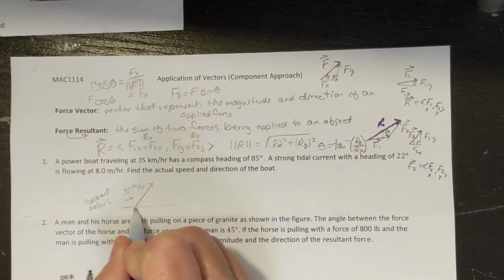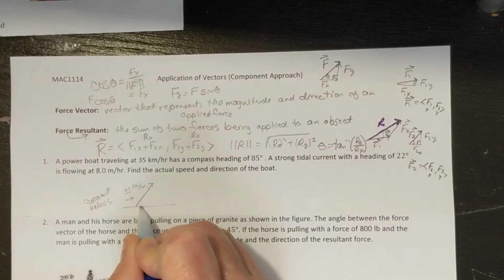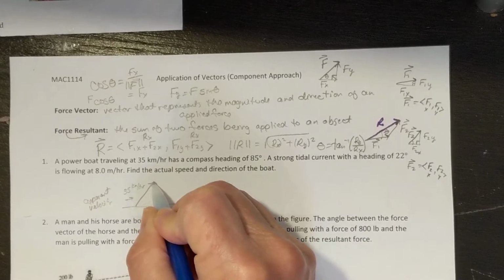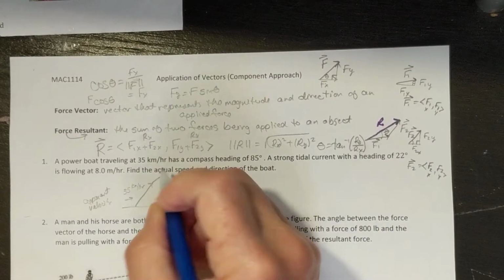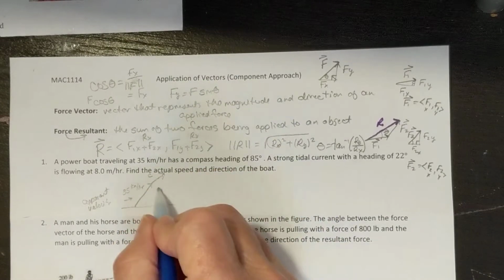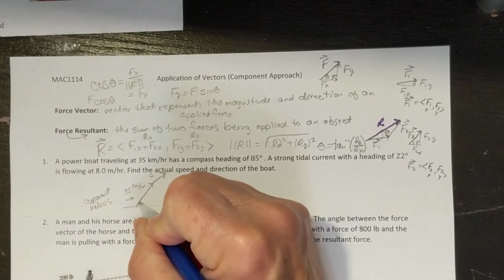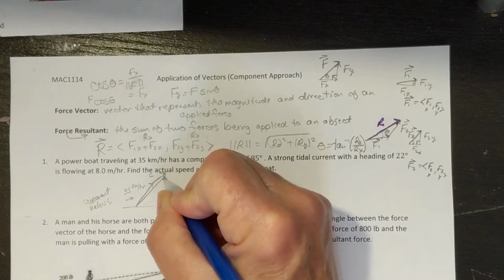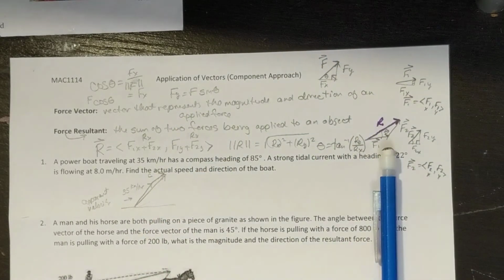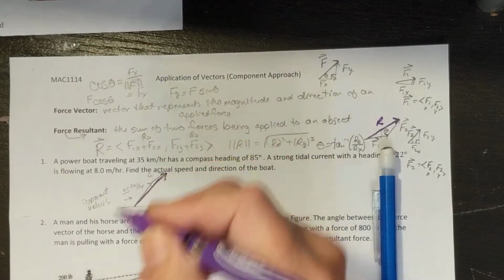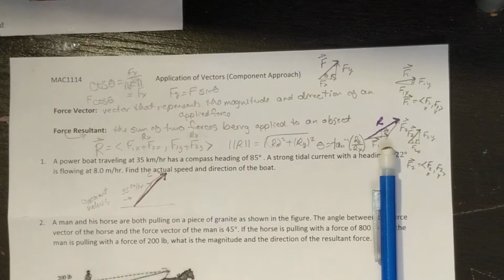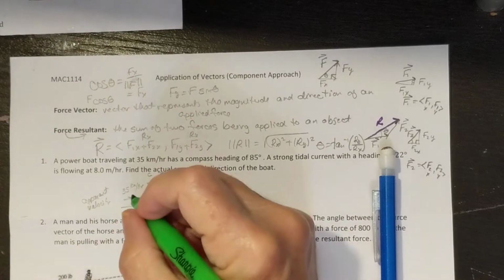So if you think of the horizontal, 22 degrees would be about like that. So we're going to go about like that. We're going to add this second force on here. This is our current. And so the actual speed of the boat is going to be the sum of these two forces. So this is the resultant right here.